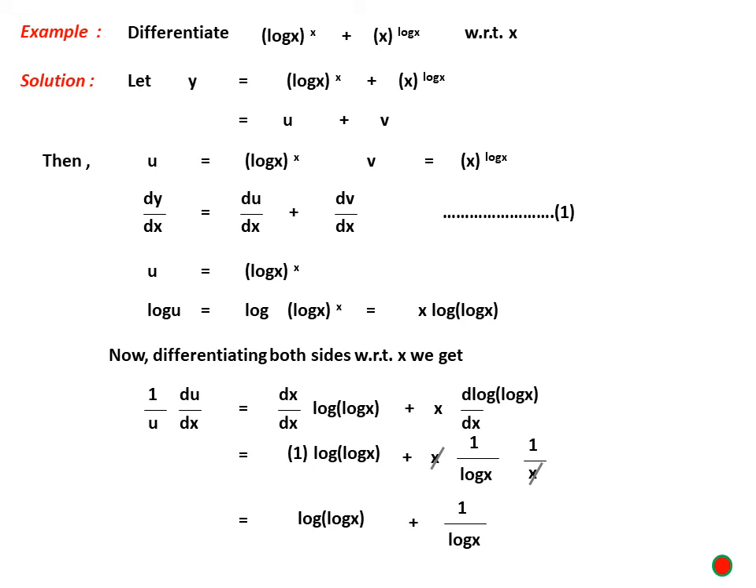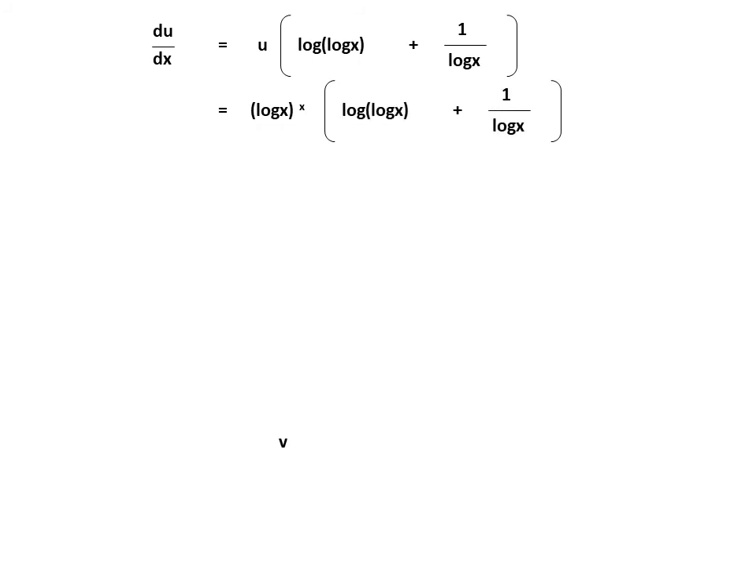So the simplification is log x plus 1 by x. This is the first thing. Now we have to find du by dx. Let me go to the next frame, because this is a very lengthy question. Now du by dx will be equal to u into log x plus 1 by x. Therefore that is log x to the power x, then log x plus 1 by x. This is du by dx.